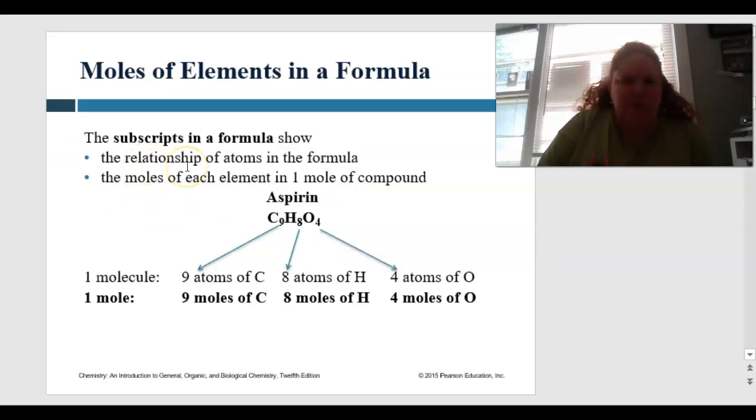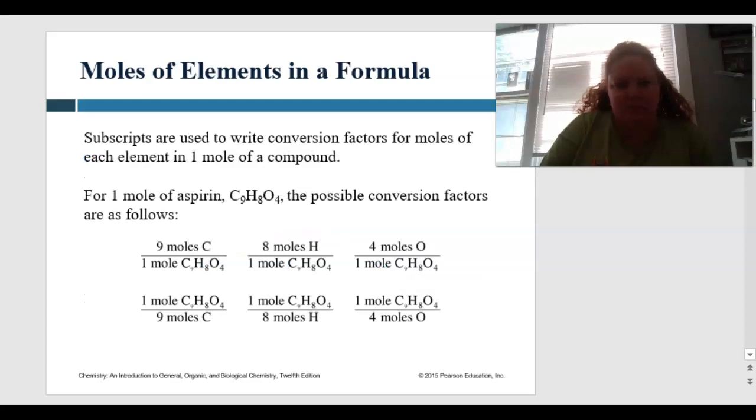As you know by now, the subscripts in a formula show the relationship of the number of atoms in the formula and the moles of each element in 1 mole of a compound. So 1 mole of a compound would have 9 moles of carbon, 8 moles of hydrogen, and 4 moles of oxygen. Another way to look at it is 1 molecule is 9 atoms of carbon, 8 atoms of hydrogen, and 4 atoms of oxygen. So they are interchangeable.